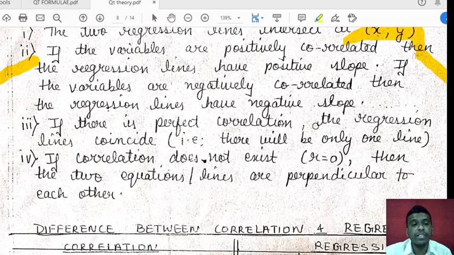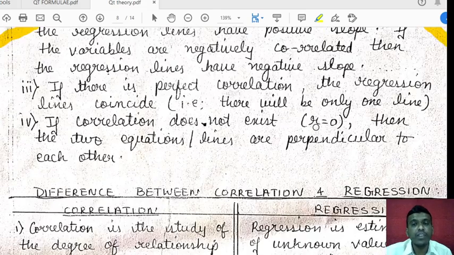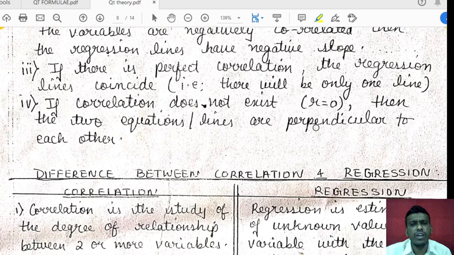The third property says that if there is perfect correlation, the regression lines coincide, that is, both regression lines will be identical, whether it is x on y or y on x. Actually there will be only one line. Why? Because both are overlapping each other, both are coinciding. So you will not find any difference between the x on y line and the y on x line. They both will literally be one and the same.